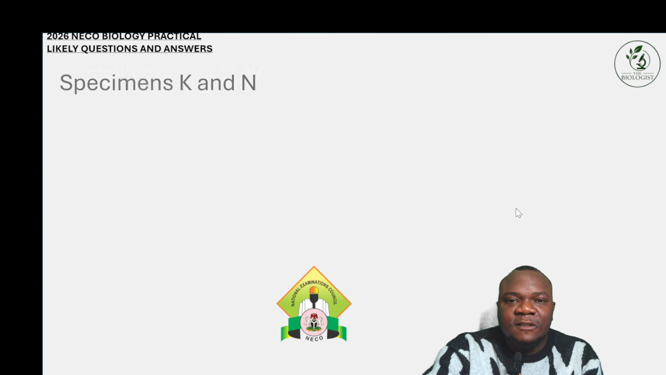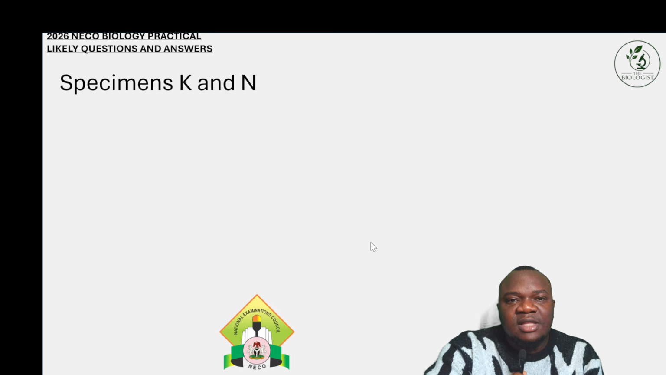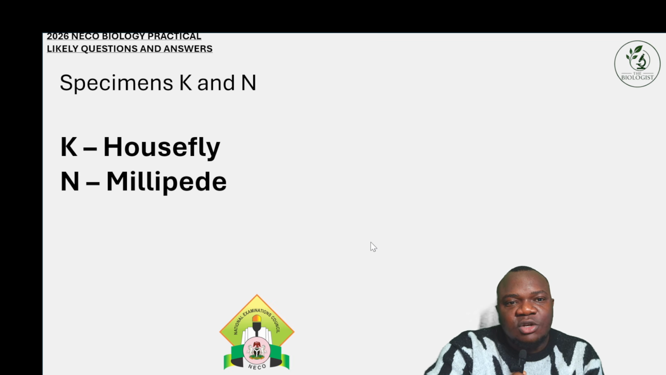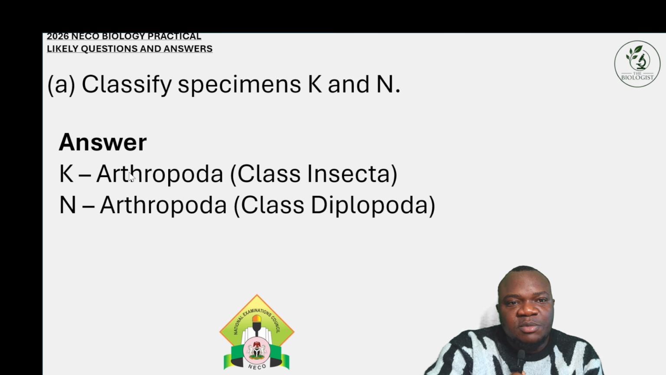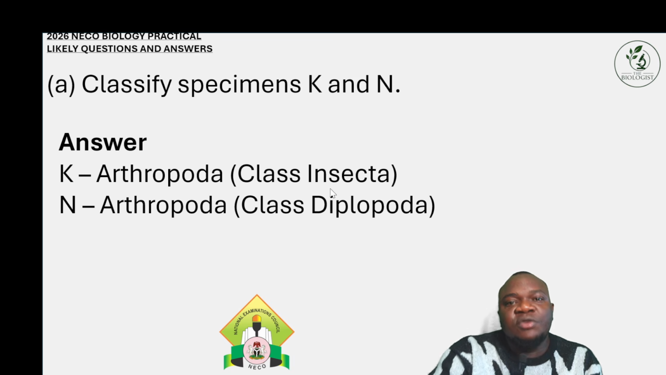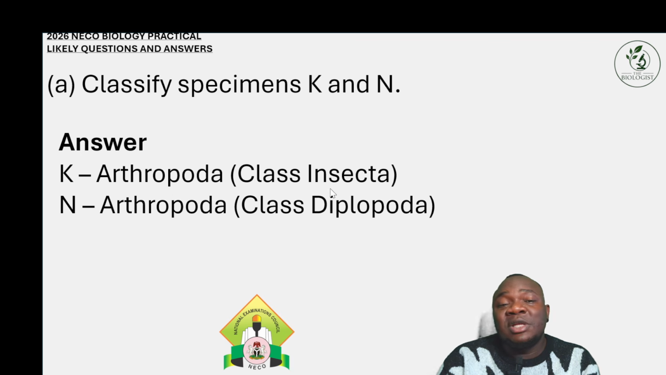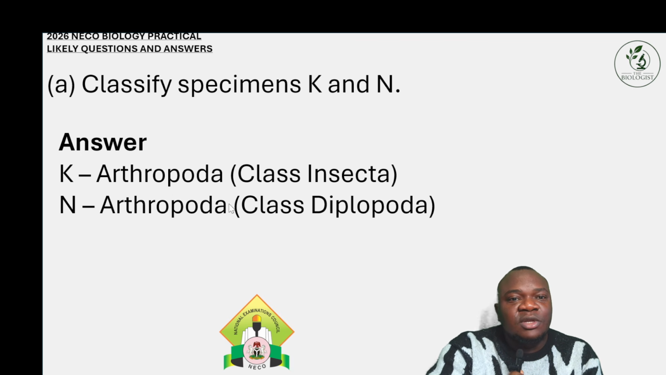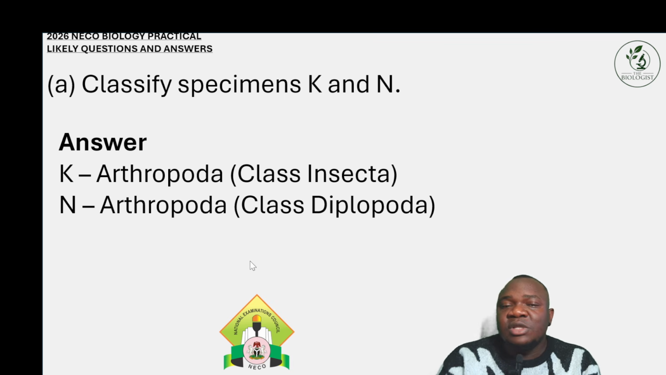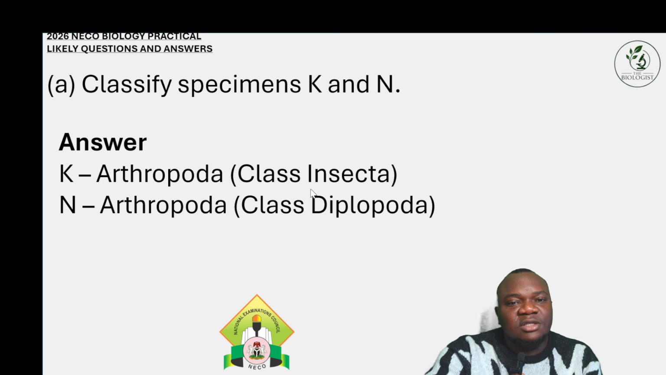Okay. All right, specimen K and N. So K is housefly and the N is millipede. So classify the specimens. For the housefly, its class is insecta, and they're both arthropoda, but the housefly is insecta, while the millipede is diplopoda. Okay, so like I told you, the arthropods are very large. They have a lot of classes.